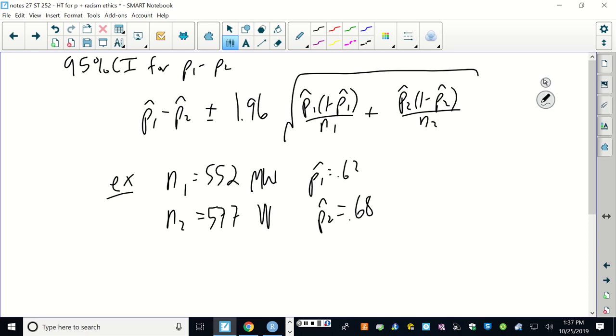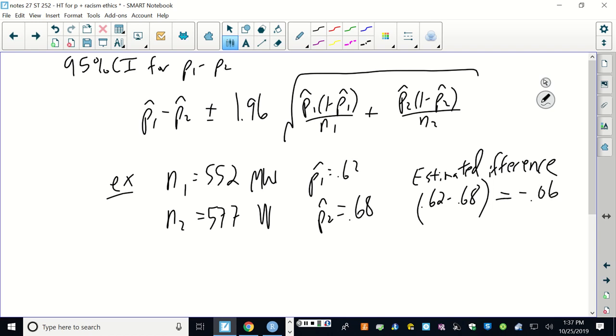We can take the difference. So our estimated difference can be 0.62 minus 0.68, so negative 0.06. If I do it this way, so this is Midwest minus West, so the negative value means that the Midwest is lower, or it means the West is higher. So there's a 6% difference in the samples. Right? And if we want to do a confidence interval, then we plug in the relative numbers into this and then get that number. Right?